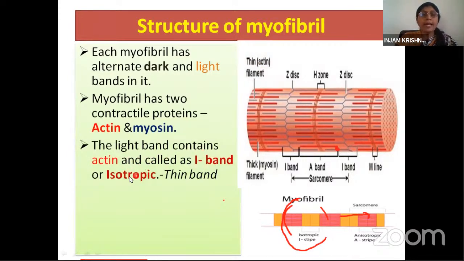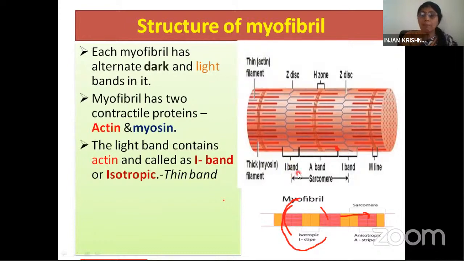Yes, the light band contains actin and is called I band or isotropic. See here, this is the light band. It is actin protein. See here, blue lines. These blue lines are actin proteins or actin filaments. All the actin filaments here form the light band. In between, there is a zigzag line, that is called Z disc. This light color portion is called I band.